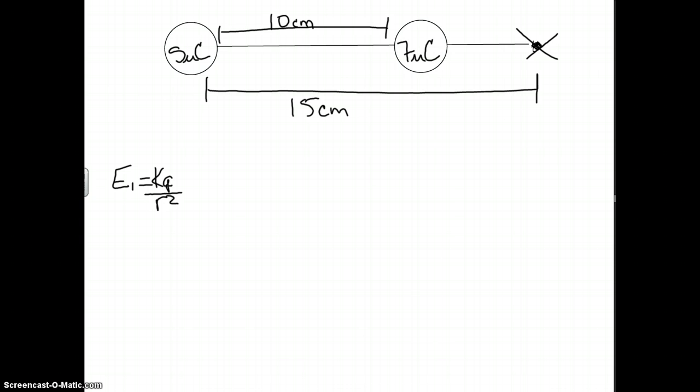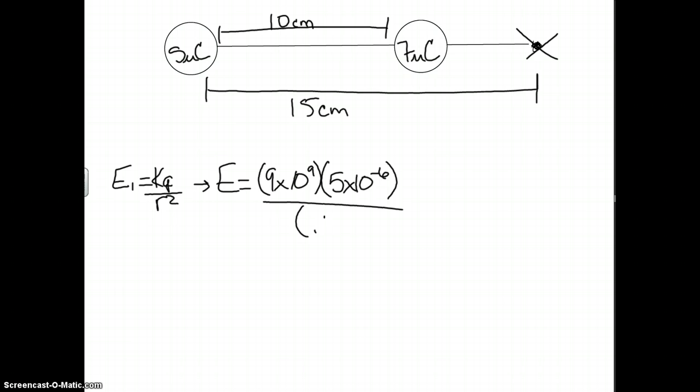And at this point, we're just going to take all our knowns and plug them in. So that would be E equals K, which is a known of 9 times 10 to the 9th, times Q, which is 5 times 10 to the negative 6. Remember, it's microcoulombs, so you have to do that 10 to the negative 6 conversion. And we're going to put it over 0.15 because we're going from here to here.